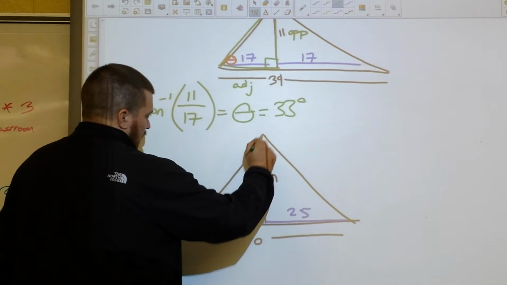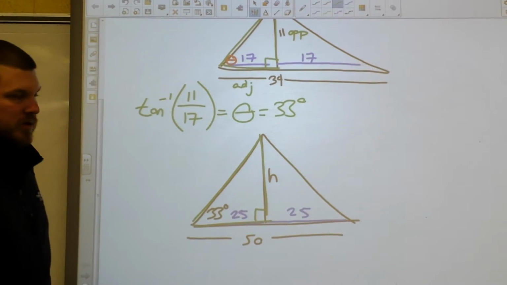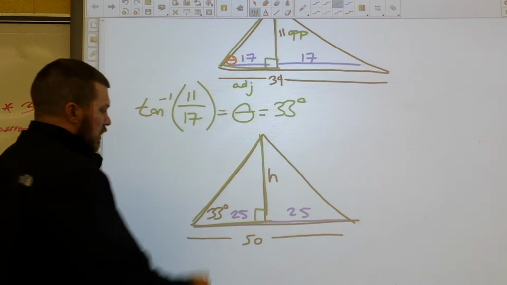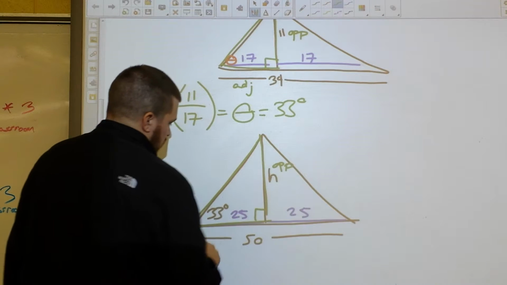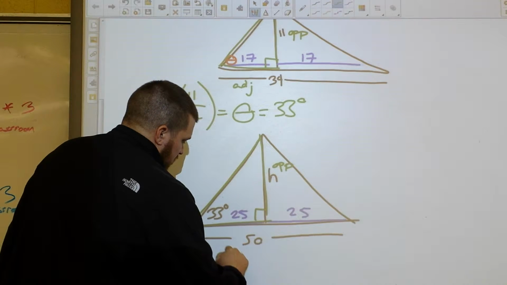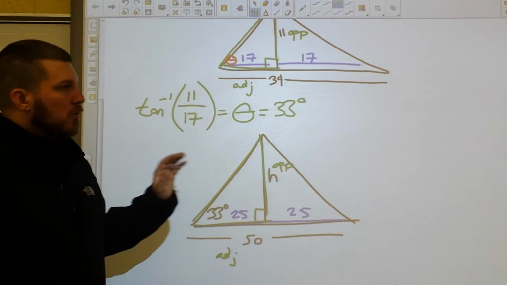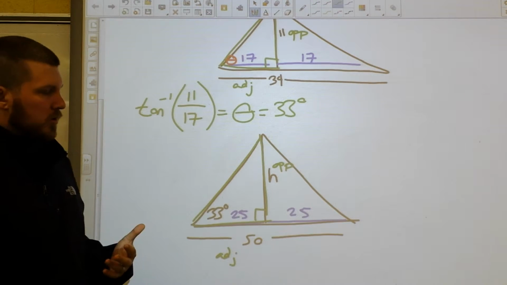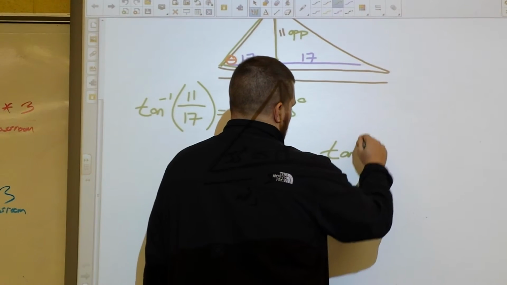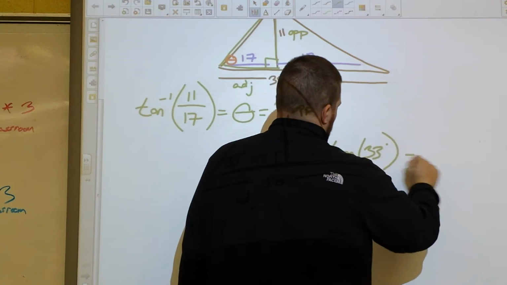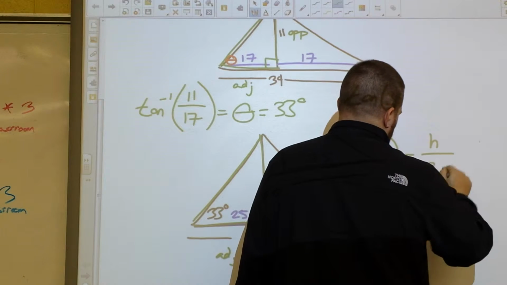And when I do that, I make a right triangle. Since we have a right triangle, we need to start off by labeling the pieces that we know. Based on my angle, H is going to be the opposite side, and 25 is going to be my adjacent side. So since we're finding the side length, H, we're going to use regular tangent. Again, opposite and adjacent is tangent. So I'm going to say tangent of 33 degrees is equal to opposite over adjacent, so H over 25.